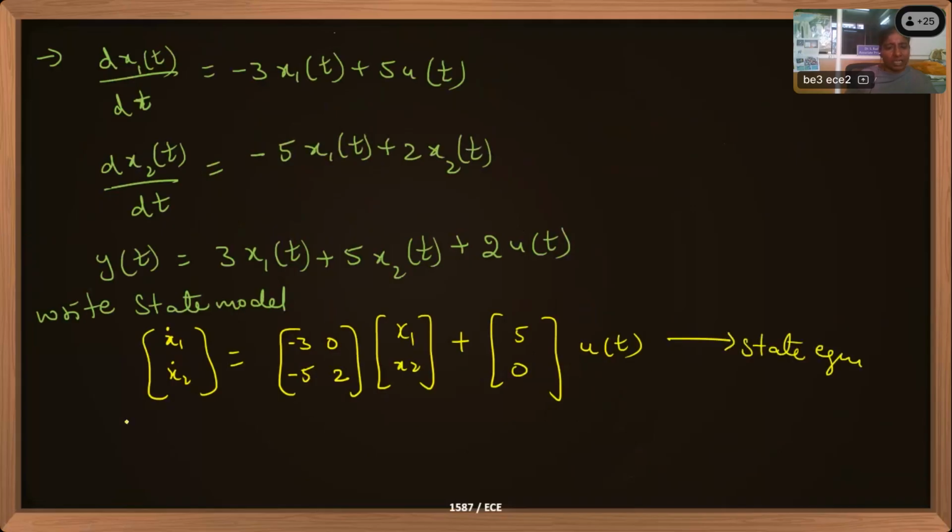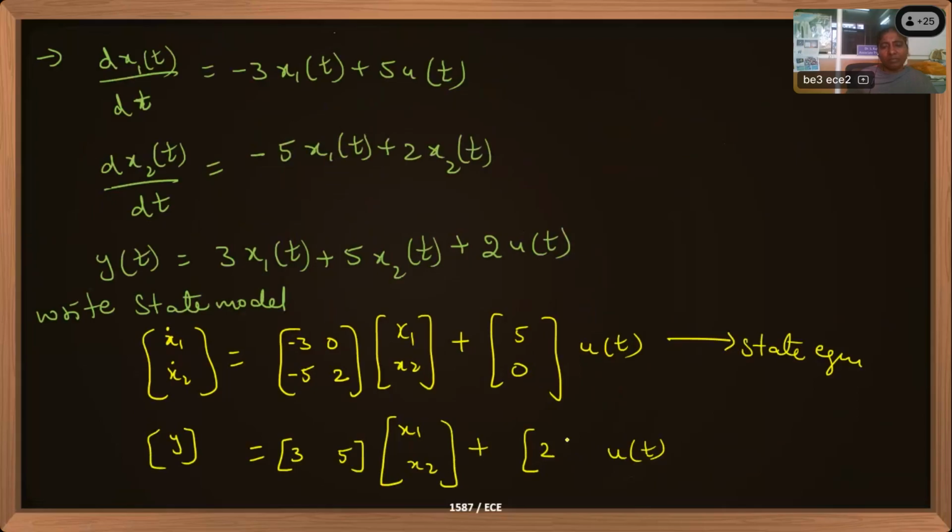Next, the second one is the output equation. Similarly we will have x1, x2, and then u of t will be there. Here it is a row matrix, 3 times x1 and 5 times x2. And here 2, with dimension 1 by 1. So 1 row 2 columns, 2 rows 1 column, 1 row 1 column, 1 row 1 column. Matrix dimensions should match. This is the state model from the given differential equations.